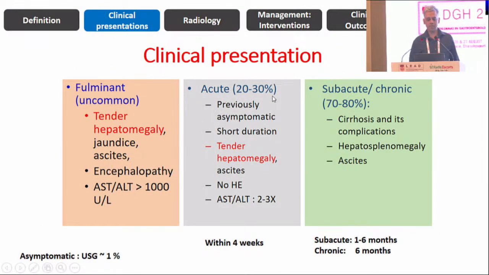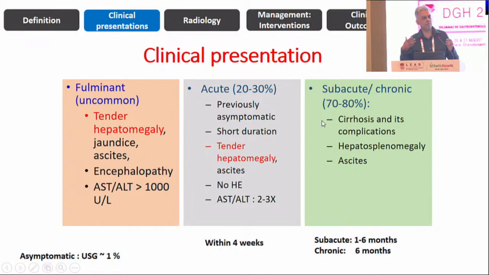Coming to the clinical presentations, as in any other liver disease, we've got a fulminant presentation, an acute, and a subacute presentation. Fulminant is ALF, uncommon. In contrast to a typical ALF, these patients will have tender hepatomegaly, encephalopathy, and very high liver enzymes. Acute presentation would also have tender hepatomegaly, plus or minus hepatic encephalopathy. Liver enzymes will not be very high, and this presentation is usually within 4 to 6 weeks.